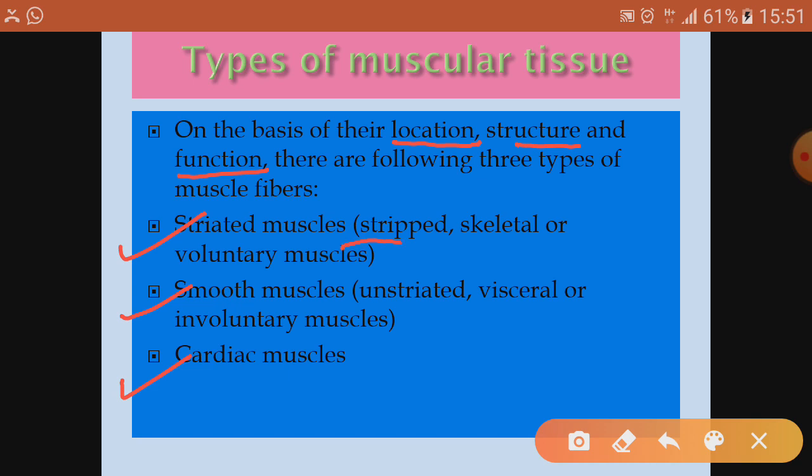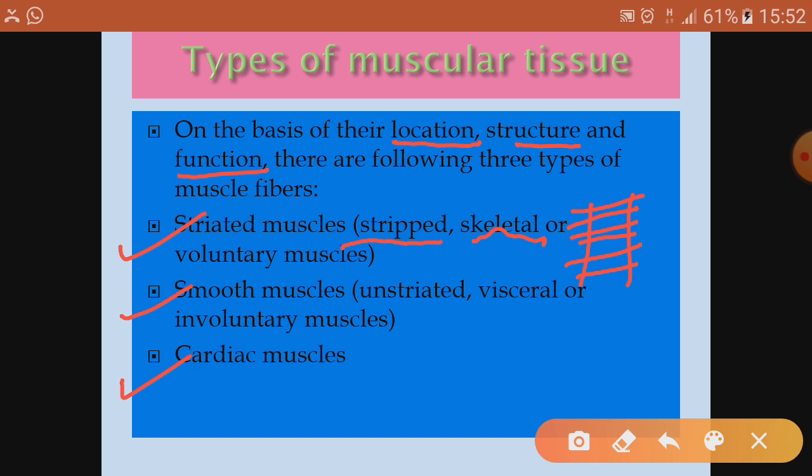Striated muscle is also called striped muscle or skeletal muscle. It is called striped because it has stripes over it. It is called skeletal because this is the muscle which is attached to the bones. The third name given to it is voluntary, because it can act as per our will. For example, if I have to move my hand, that movement will be because of striated muscle. I can move it as per my will, so it is called voluntary muscle. The muscles which act as per our will are called voluntary. The muscles which do not act as per our will are called involuntary.